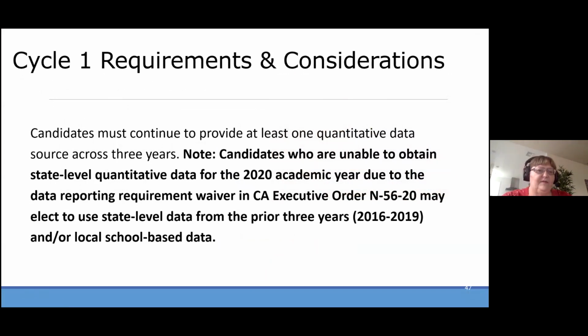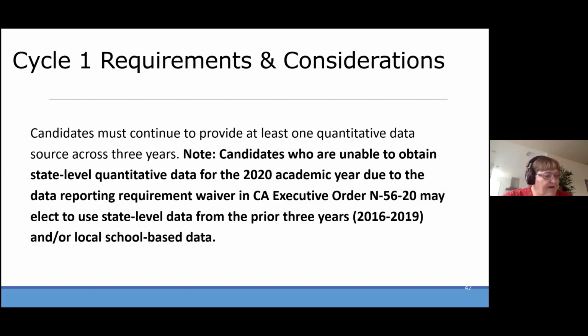producing quality submissions? So first of all, candidates must continue to provide at least one quantitative data source across the 3 years. And we've talked earlier about COVID-19 interrupting that as well. So the 3 years could be the prior 3 years, 2016 through 2019. It can be local school-based data or district data. So there are other ways to find that information. Again, as we said earlier, it is about what they do in development of their leadership skills and knowledge, not so much the data that is given.